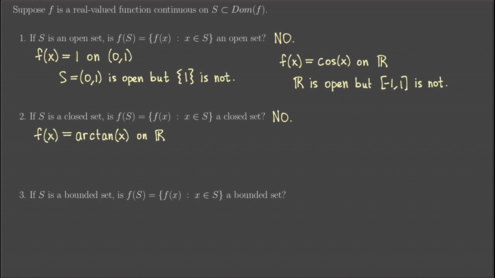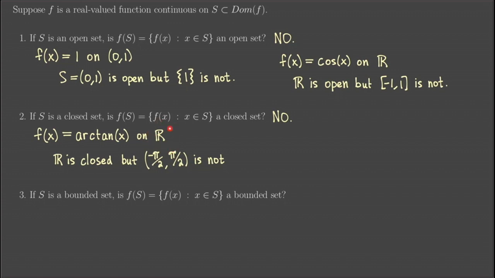But consider the arctan function on the whole real number line. R is both open and closed, so this is a closed domain. But arctan approaches -pi/2 on the left and approaches +pi/2 on the right, but never actually gets there. So its set of outputs is the open interval from -pi/2 to pi/2, which is not a closed set.